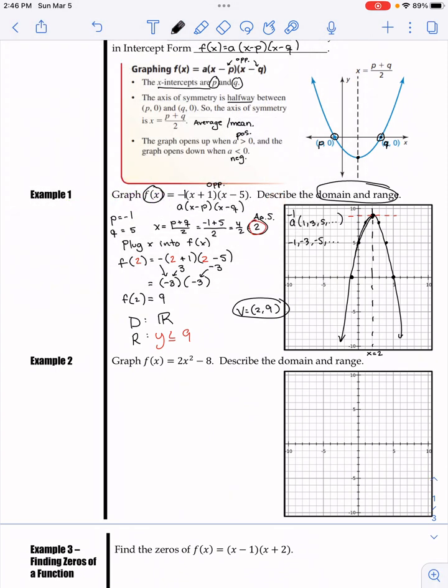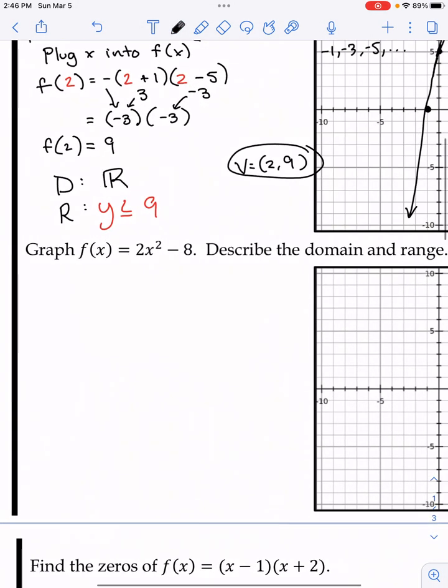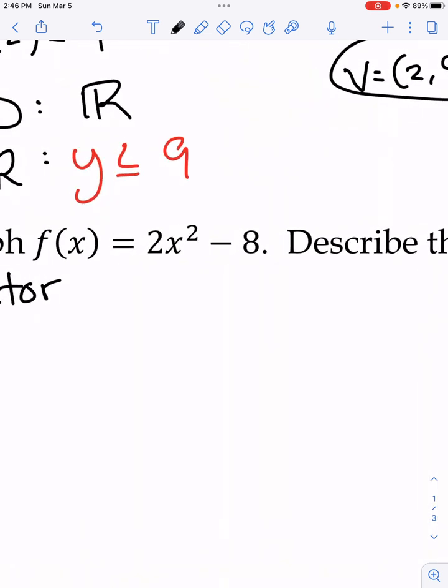All right, so moving on to the next one. Now this is incorporating what we know. This isn't written in intercept form, but what we can do is factor this out. If you remember from factoring polynomials, we always look for a greatest common factor, a GCF. The greatest common factor here, we can factor out a 2.